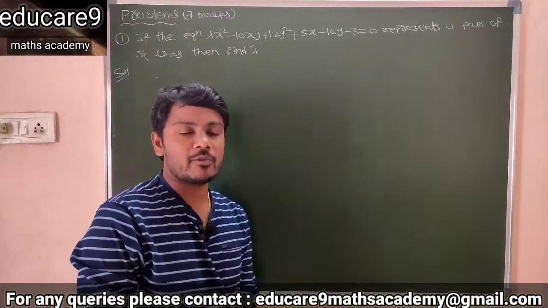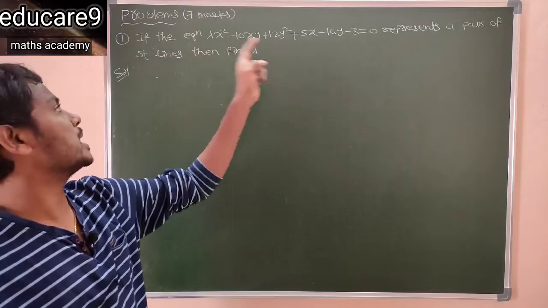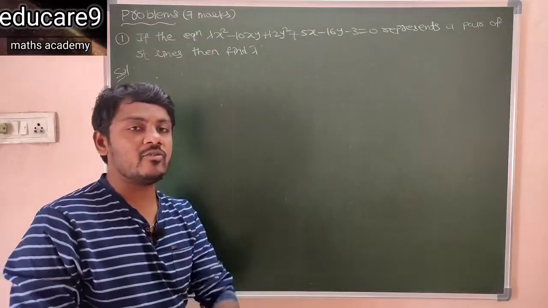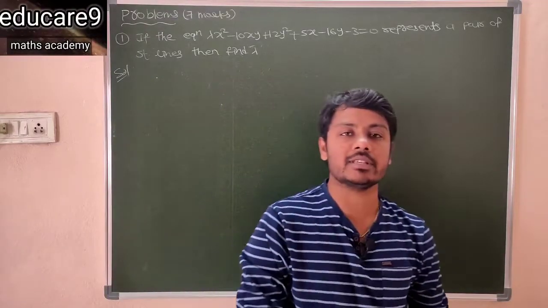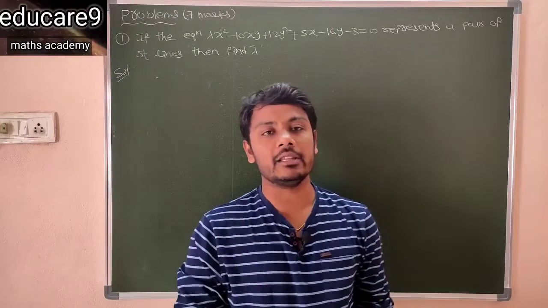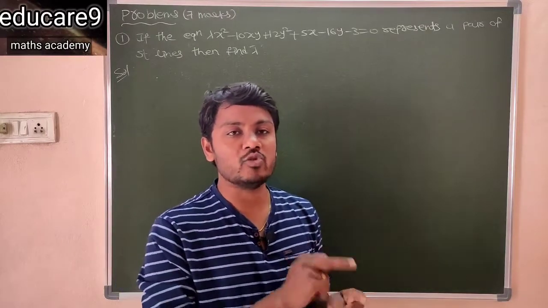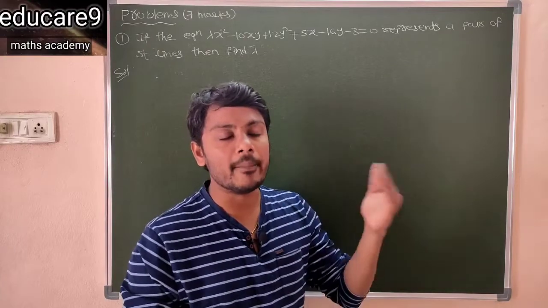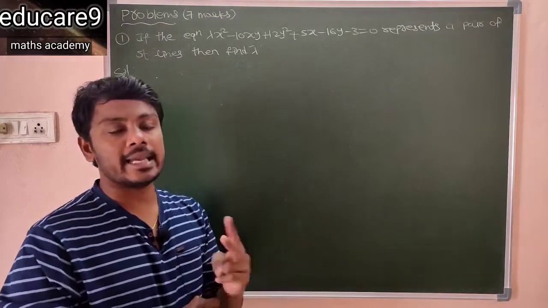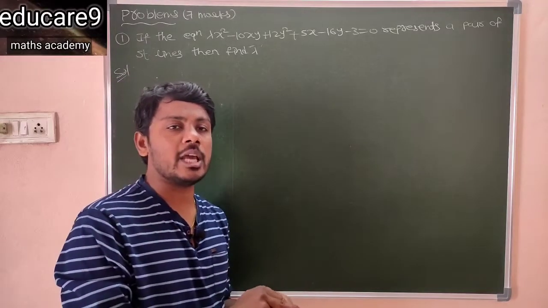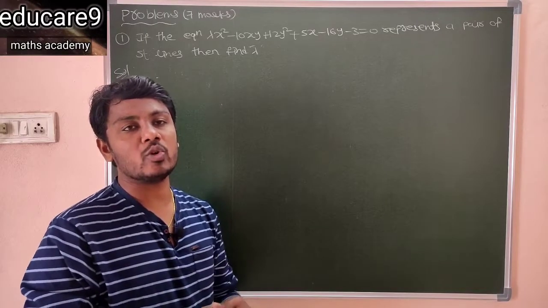So next we will discuss a few problems. See the first problem. If the equation represents a pair of straight lines, then find the lambda. You know that the second degree non-homogeneous equation represents a pair of straight lines. Then what are the conditions? First one is ABC plus 2FGH minus AF square minus BG square minus CH square equals 0. And second condition, H square is not equal to AB, F square is not equal to BC, and H square is greater than or equal to AB.